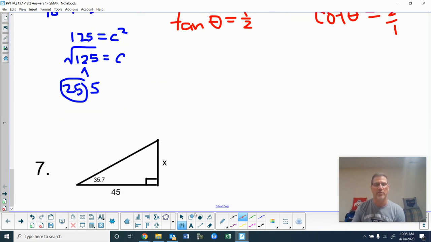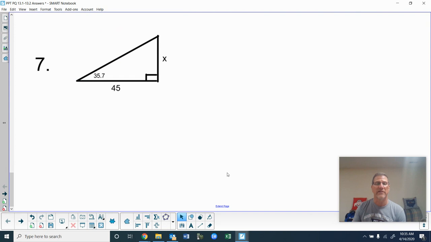Okay, number 7 was a word problem. And it said this: a surveyor whose eye level is 10 feet above the ground determines the angle of elevation to the top of an office building to be 35.7 degrees. If the surveyor is standing 45 feet from the base of the building, what is the height of the building to the nearest foot?